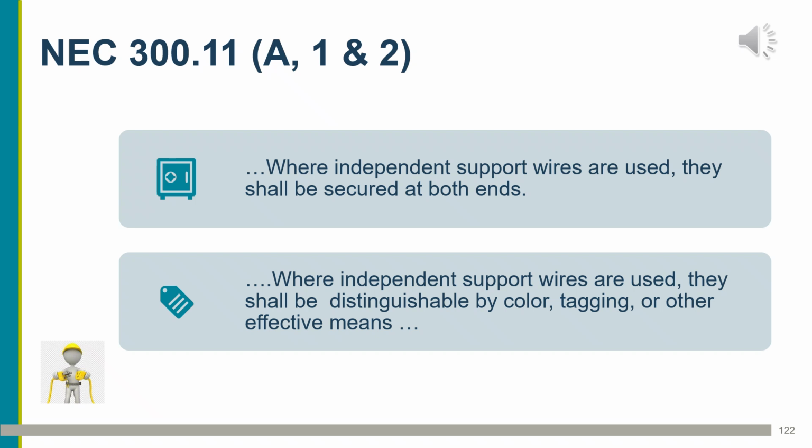And here's an interesting thing that quite often gets overlooked. Where independent support wires are used, they shall be distinguished by color, tagging, or other means. A lot of times I've seen jobs where they paint the wire green, or they put some kind of little flag on it. Sometimes it's just electrical tape or something. Again, that's a conversation that needs to occur between the contractor and the inspector.